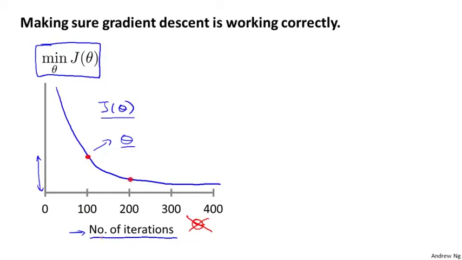And this point here corresponds to the value of J of theta for the theta that I get after I've run gradient descent for 200 iterations. So what this plot is showing is the value of your cost function after each iteration of gradient descent, and if gradient descent is working properly, then J of theta should decrease after every iteration.